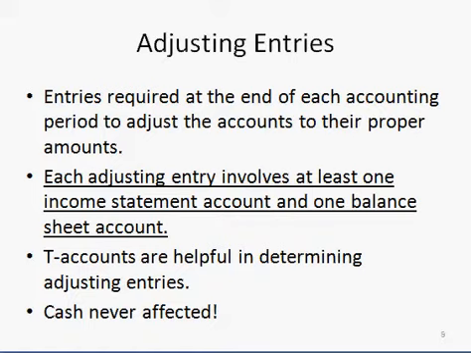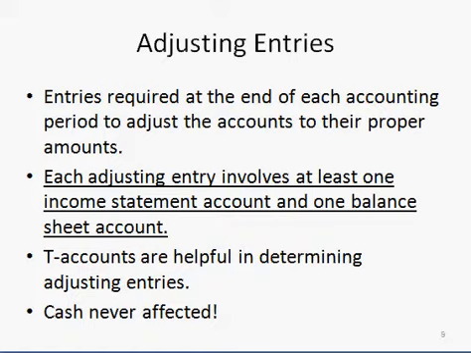Also, again, use T accounts to help decide the adjusting entries, because that can help you kind of figure out if your adjusting entries are in balance and what accounts might be affected. Another thing, remember, cash is never affected by an adjusting entry. So you should never make an adjusting journal entry that has cash as one of your accounts.